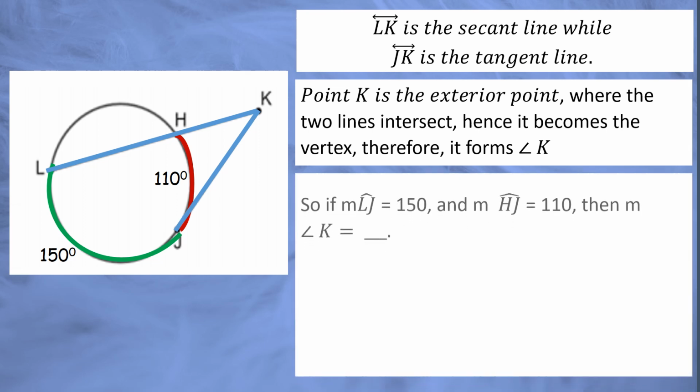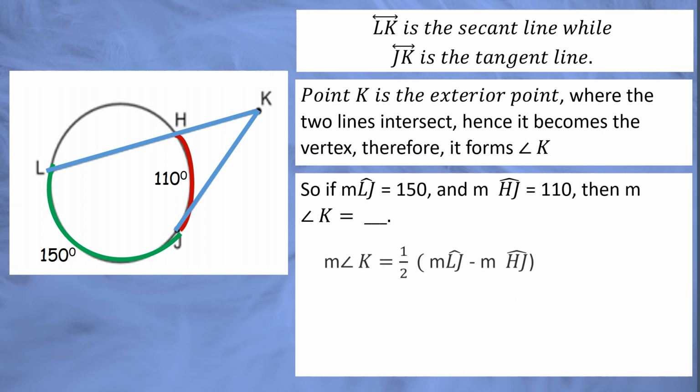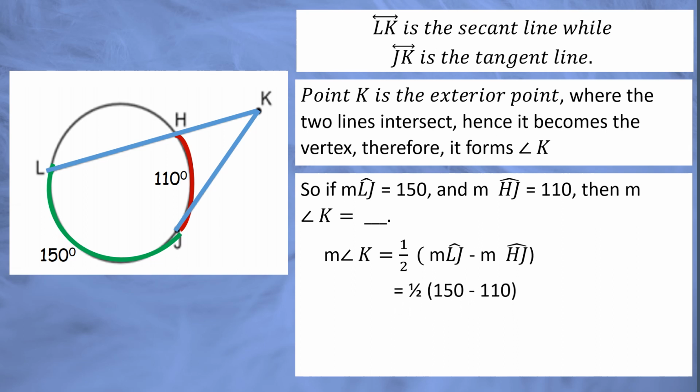By the theorem, it says that the measure of the angle is equal to 1/2 times the measure of the bigger arc minus the smaller arc. So, the measure of arc LJ minus the measure of arc HJ. By substitution, 1/2 times 150 minus 110 is equal to 1/2 of 40. And 1/2 of 40 is equal to 20. So, in short, the measure of angle K is equal to charan! 20 degrees.